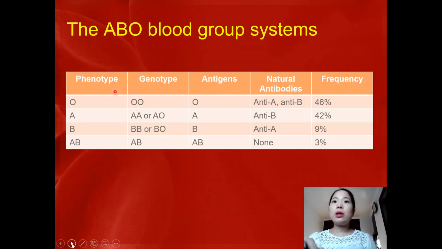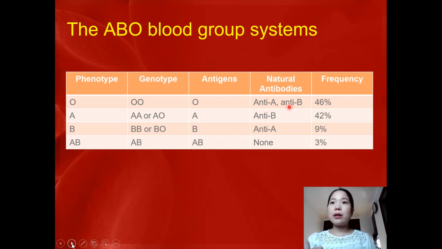The ABO blood group system, as you will see, has 4 phenotypes. You have the blood type O, the A, B, and the AB. These are the following genotypes. Now, if you have a blood type O, you do not have any antigens. If you have a blood type A, you have the A antigen. If you have the blood type B, you have the B antigen. And if you have the blood type AB, you have both the A and the B antigen.